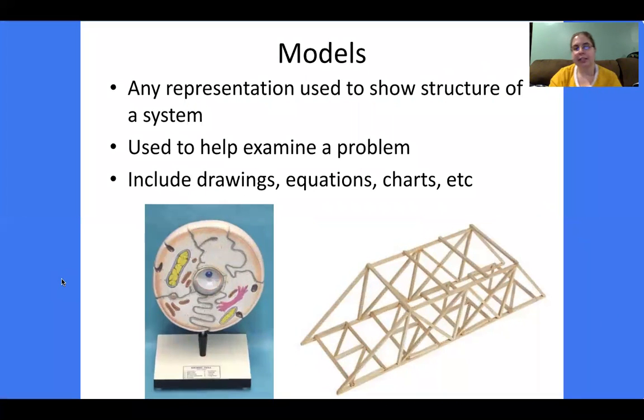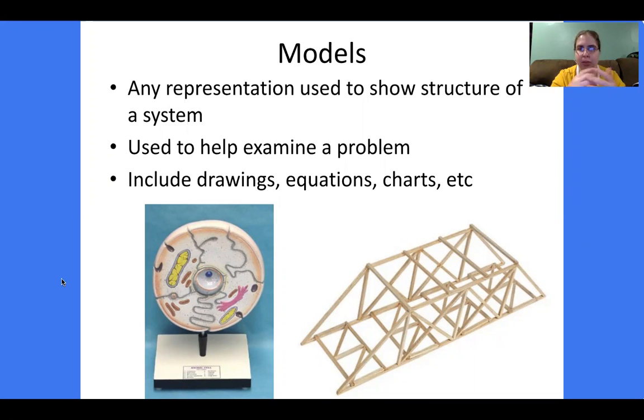In physics, we like to use models. Well, actually, pretty much every science, we use models. Now, what models are? They're simply any representation used to show the structure of a system. So it's any representation that helps you to understand something, whether it's a concept, a problem, etc. So it helps us to examine an idea and helps us to understand what's going on in there. Now notice I said any representation.